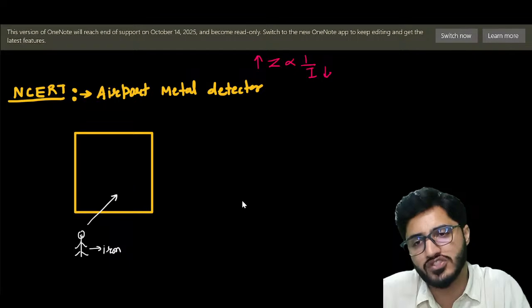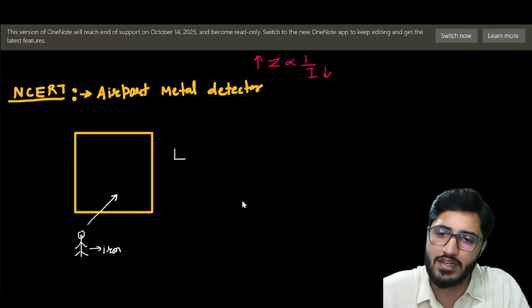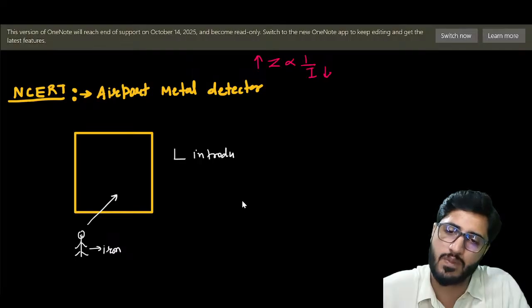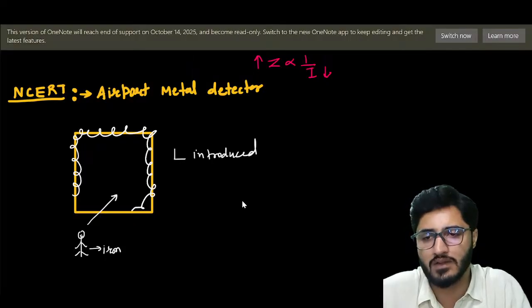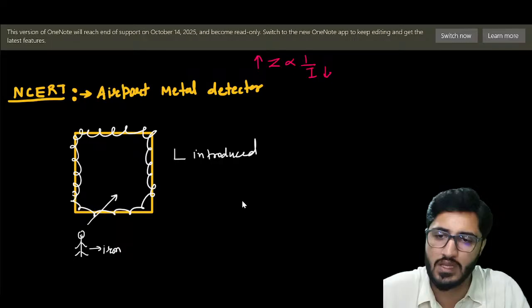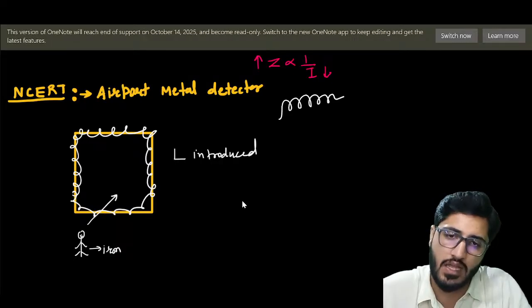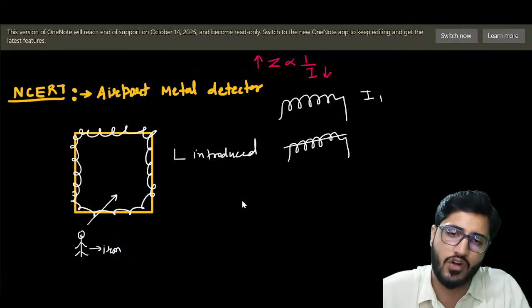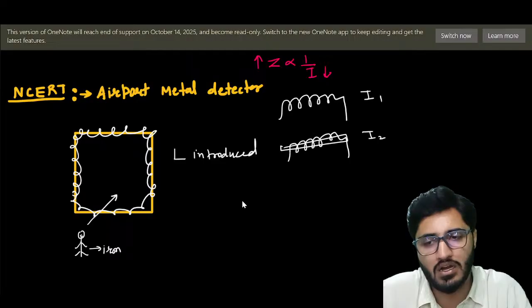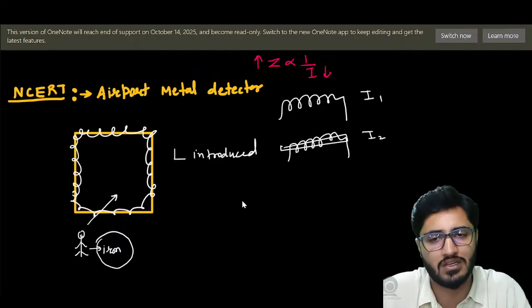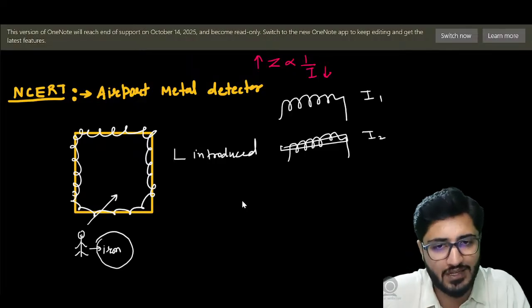When the person crosses it, that means L is introduced. How, sir? Basically, this is not a rod, it is a coil. When we have a solenoid without iron, the current is different: it is I1. And when we have an iron rod here, we have I2. That simply indicates that upon introducing an iron thing, there will be a fluctuation in the current.